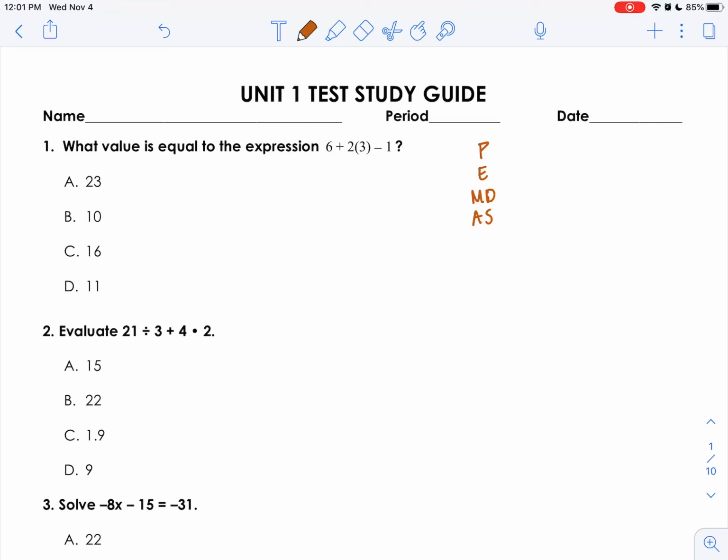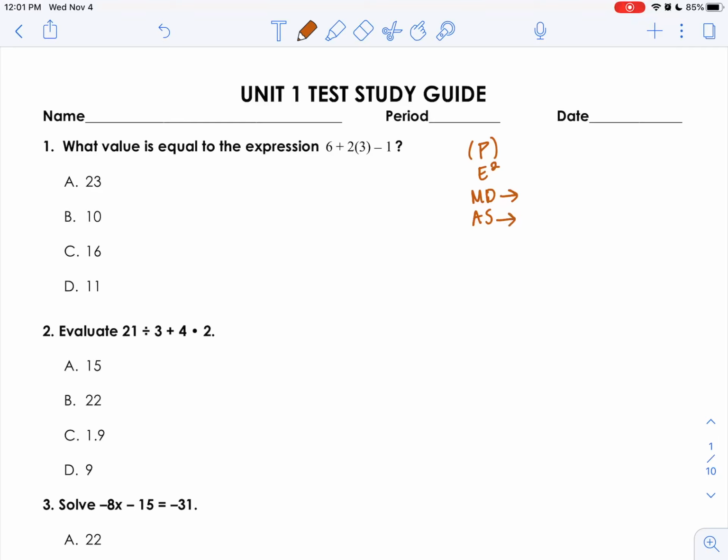What this means is we're going to solve starting with any parentheses. We're going to do anything inside parentheses first, then we're going to do any exponents. Then we're going to solve multiplication and division in the same step, moving left to right, and same with addition and subtraction, we will move left to right.